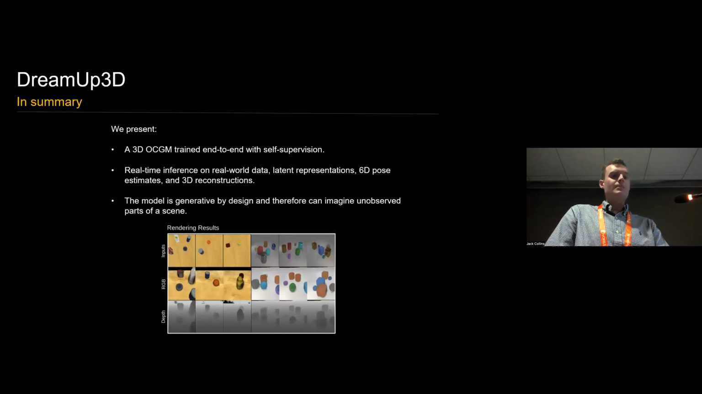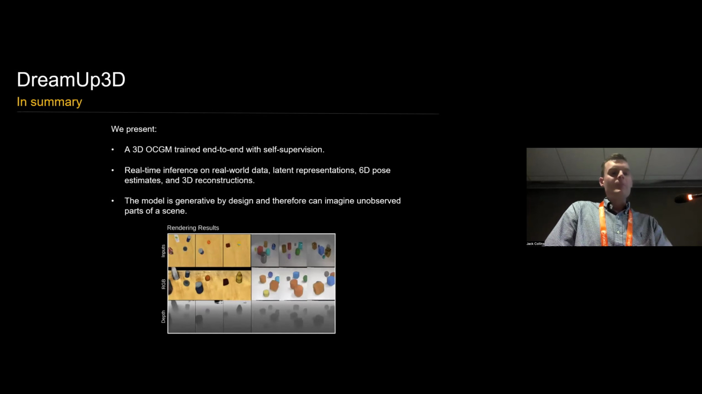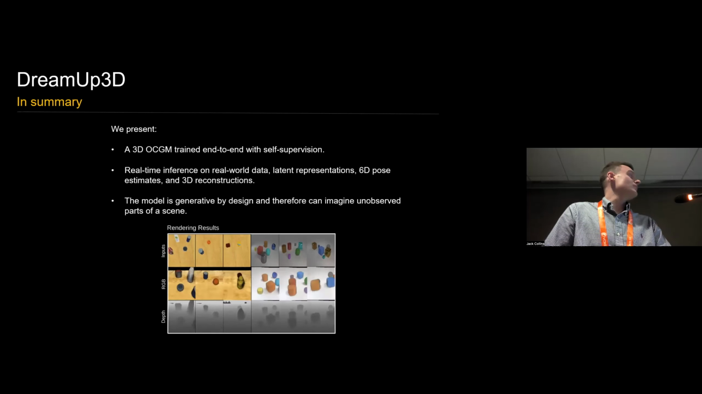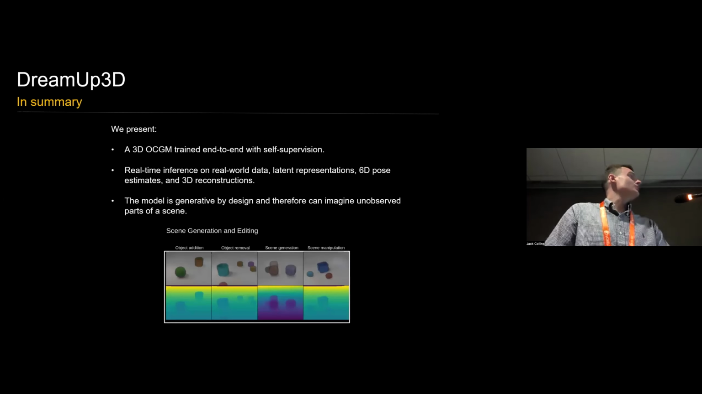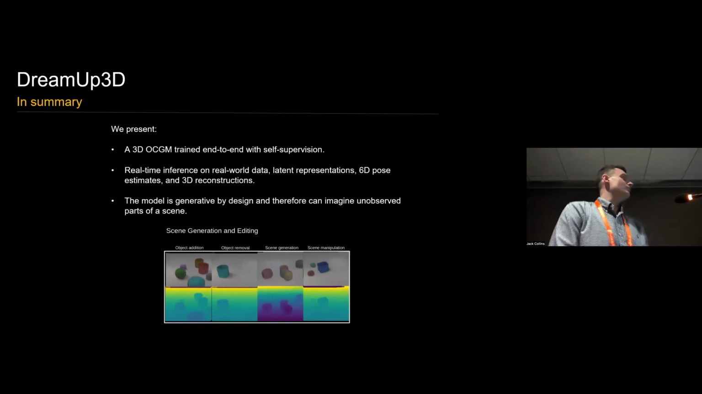So in summary, DreamUp3D is a 3D OCGM, which is trained end-to-end with self-supervision. It does real-time inference on real-world data. It provides a latent representation, 6D pose estimate, and 3D reconstructions. The model is a generative model by design, and therefore can imagine unobserved parts of the scene. And so that's DreamUp3D.